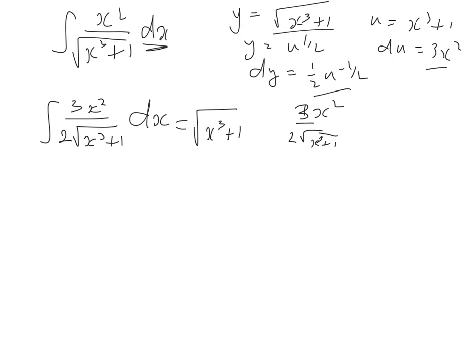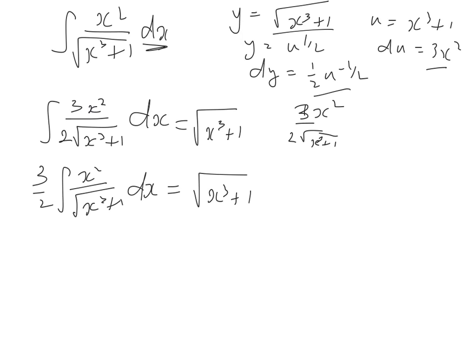So now from there, what I'm going to try and do is make this thing look like this. So to do that, I've got to take out this 3 over 2. So that's our constant, 3 over 2 times x squared over the square root of x cubed plus 1 with respect to dx, and that still equals the square root of x cubed plus 1.